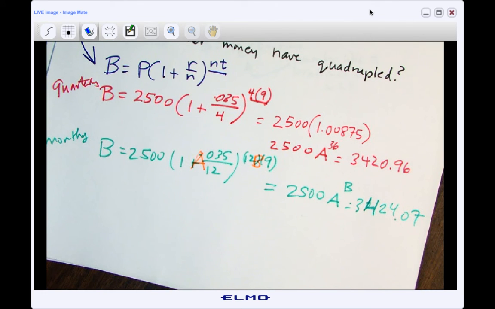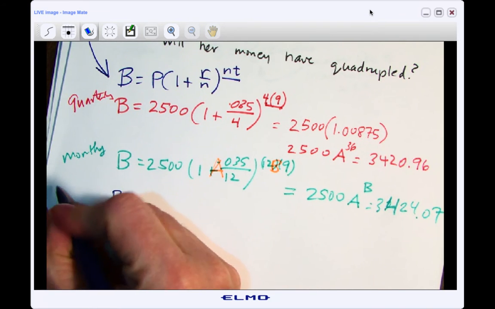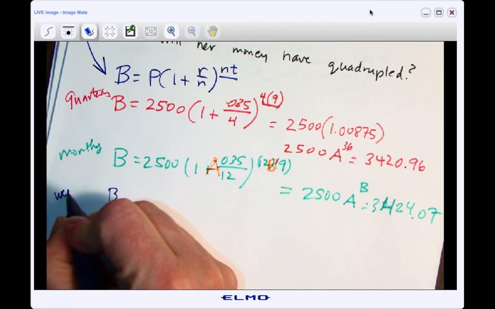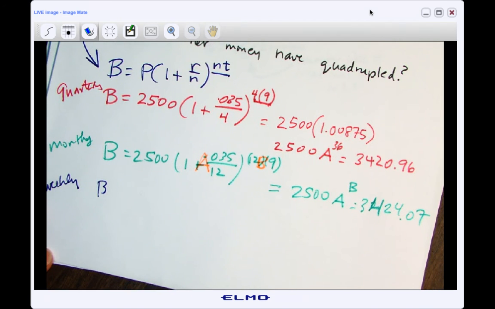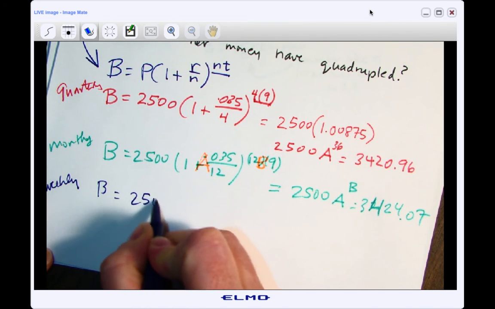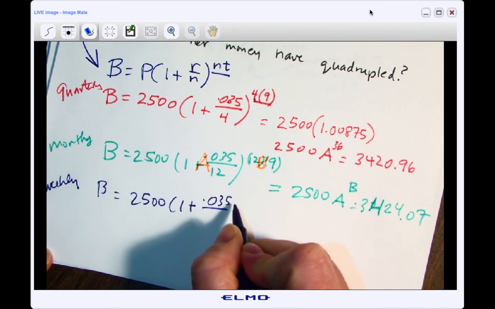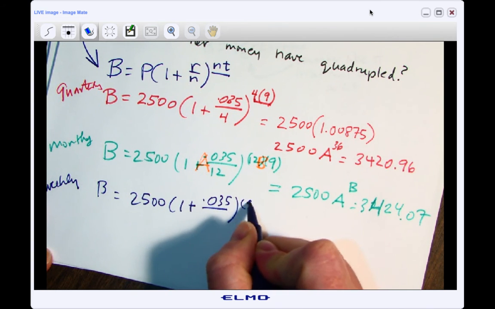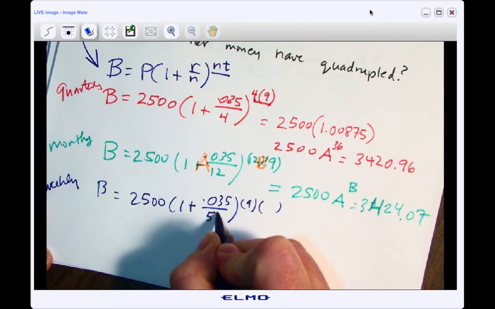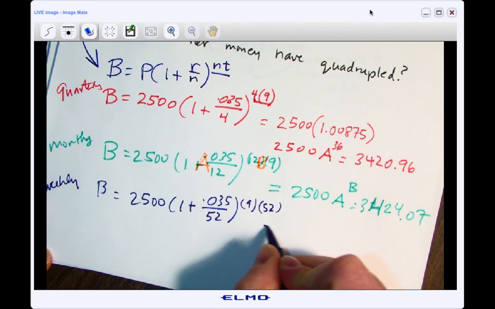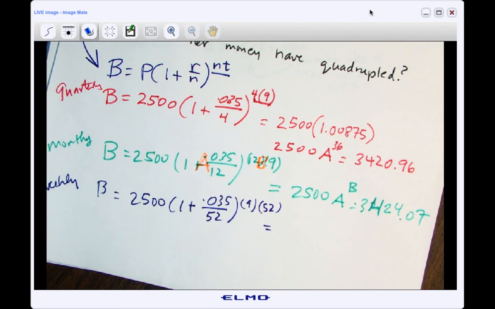Let's just do the last two on this one, and then we have one more to look at. I'm trying to go fast because I know after a while looking at these videos, it probably gets slightly tedious. So let's do weekly, and so that'll be 2500, 1 plus. Can you guess what I'm going to put for my denominator this time? Yeah, 52. Why did I choose 52? Hopefully everybody knows. Because there's 52 weeks in the year.